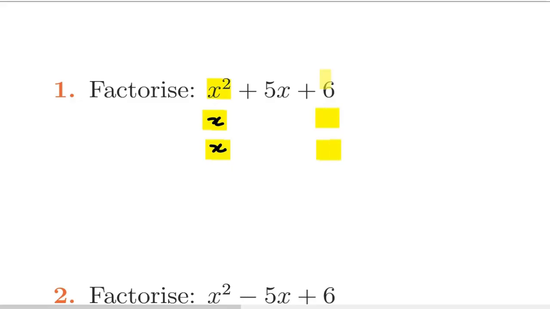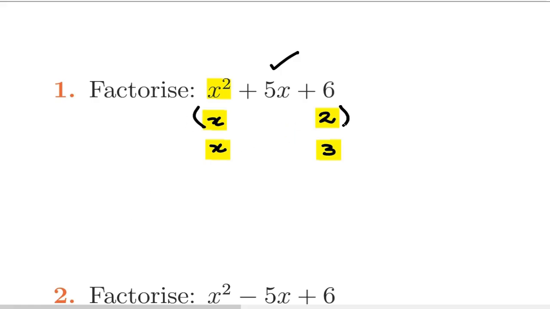The product of what I write here should give me 6. There aren't many alternatives. 1 times 6, 2 times 3, 3 times 2, 6 times 1. Now if I write 2 here and 3 here, let's check. Is it correct? I multiply this by this. I multiply this by this. When you add 2x and 3x, what do you get? We add them up, 5x. Did we get the middle term? We did. Then we did it right.